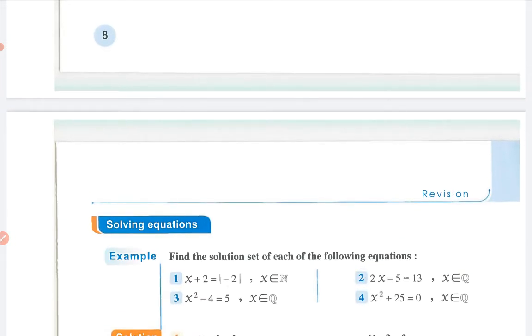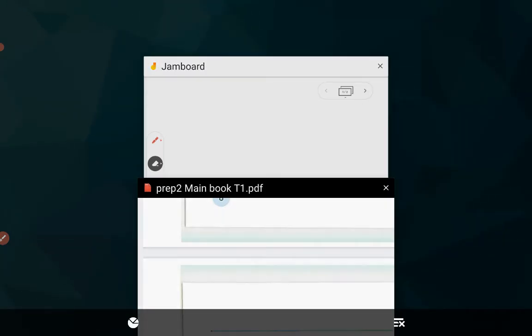Find the solution set of each of the following equations. The first equation: x plus 2 equals absolute value of negative 2. We can go to the board together and solve this question.